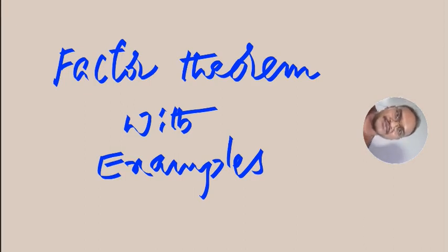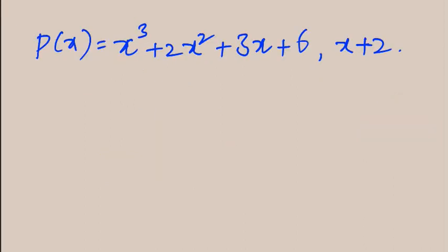First, here I've taken one example. After this example, I'll explain what the factor theorem is and its definition. For example, here P of x is a polynomial, and this polynomial is divided by x plus 2. We already discussed the remainder theorem, so can we find the remainder by using the remainder theorem here? Yes, we can. So first, let us find the remainder.